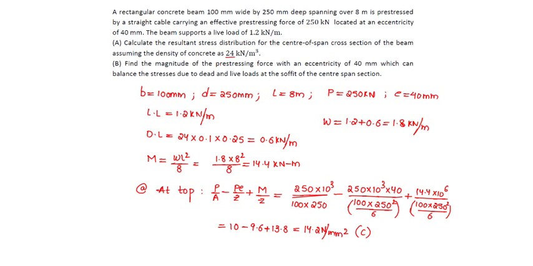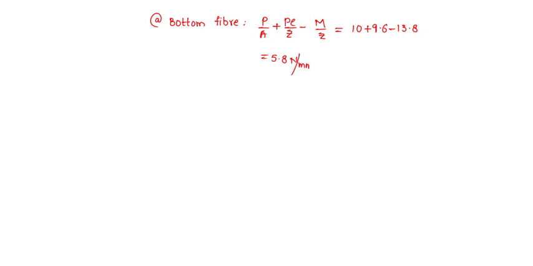Whereas at the bottom fiber, it will be P by A plus PE by Z minus M by Z. So the values are 10 plus 9.6 minus 13.8. So the resultant is 5.8 Newton per mm square. It is also positive, so it is compression.